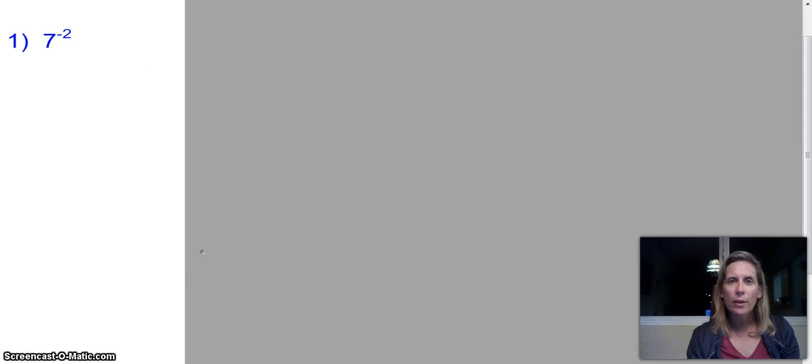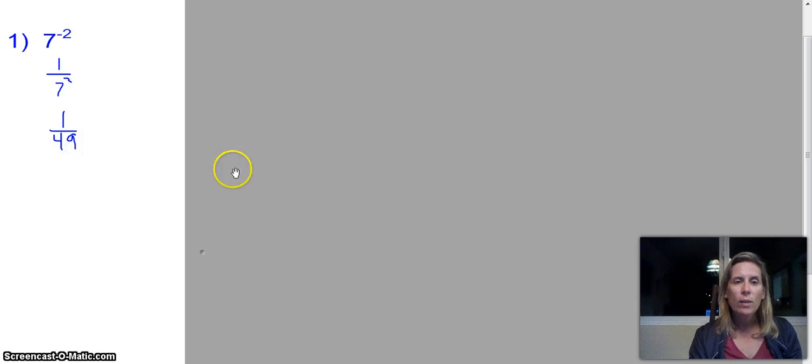Let's find the value of expressions written with negative exponents. 7 to the negative 2nd. See what you can do. So 7 to the negative 2nd could be written as 1 over 7 to the 2nd, right? And now we wouldn't leave this number in exponential form. We would actually rewrite it as 1 over, what is 7 squared, or 7 times 7? It is 49.